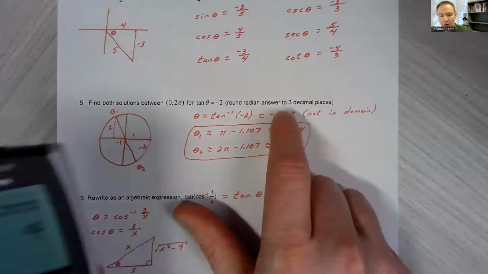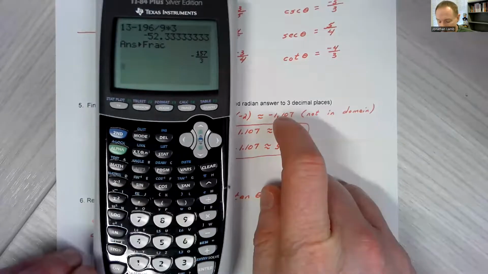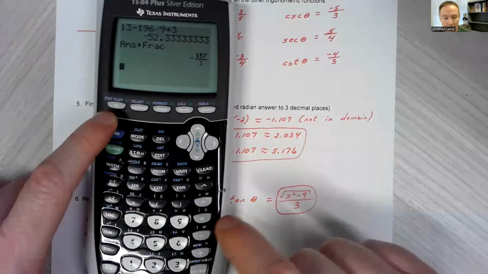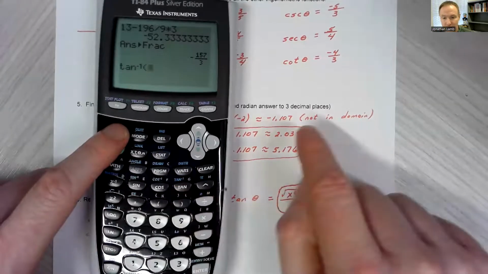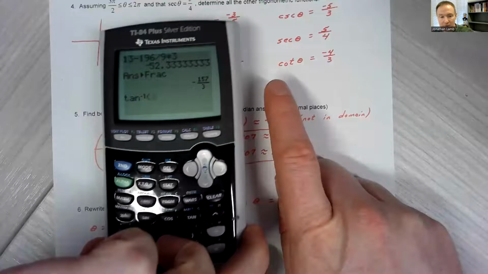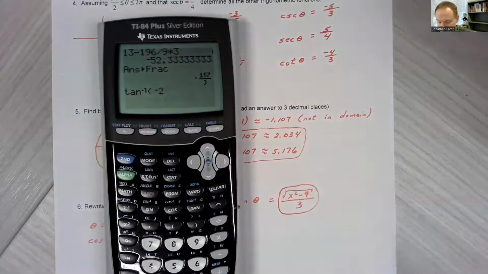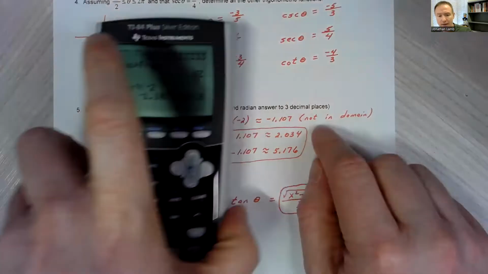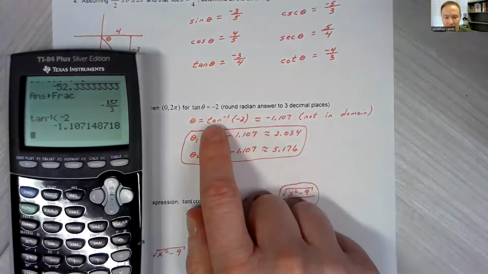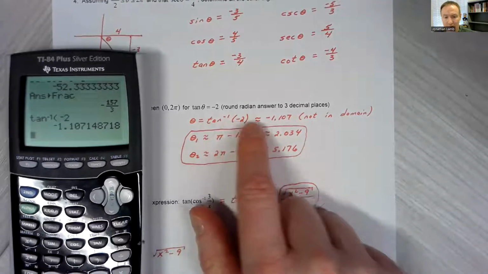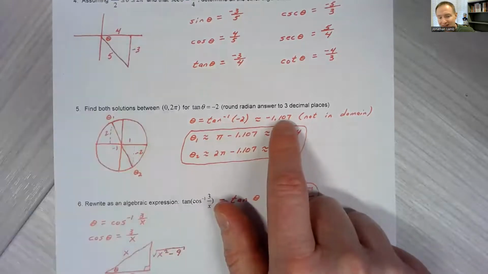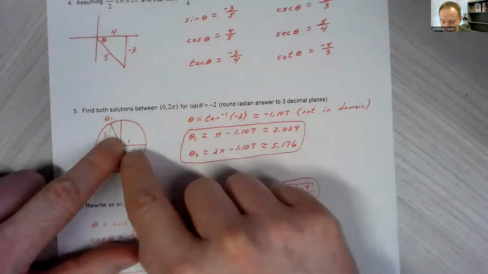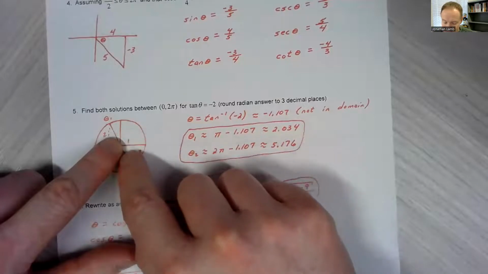Okay, so I want answers between 0 and 2 pi, and I'll say I need to be in radian mode. I'll go inverse tangent of -2, and it's giving me -1.107. All right, so that inverse tangent of -2 gave me negative 1.107. That's just saying that we know anytime you have a negative angle, you're rotating clockwise. So it's finding this angle here.